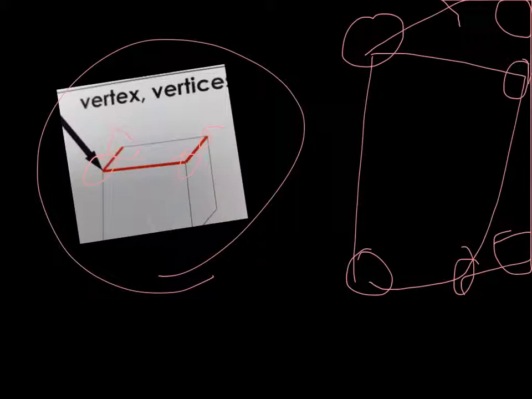Those are what vertices are. Vertices and vertexes are the same thing, but I'm not really talking about vertexes because they're like exactly the same thing. And yeah, those are what they are.